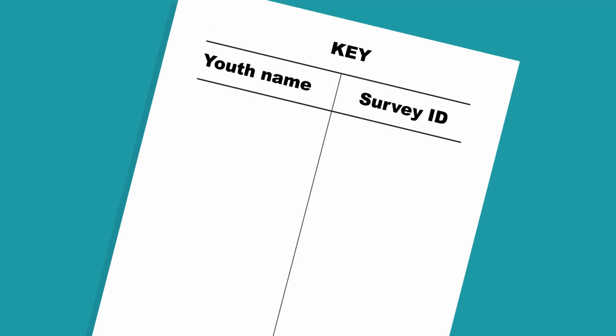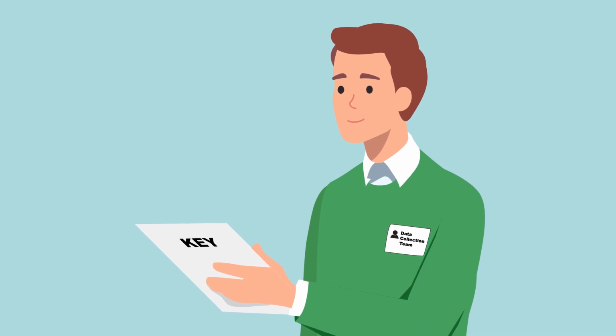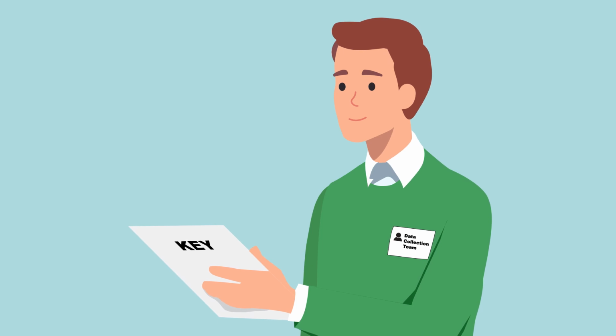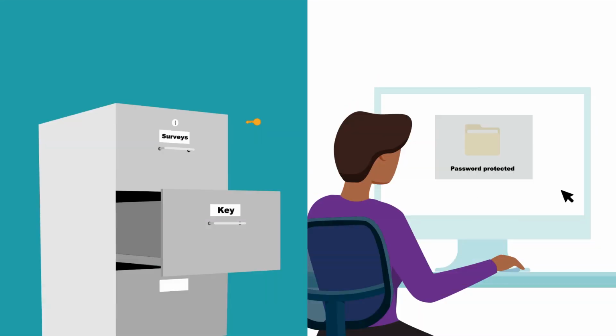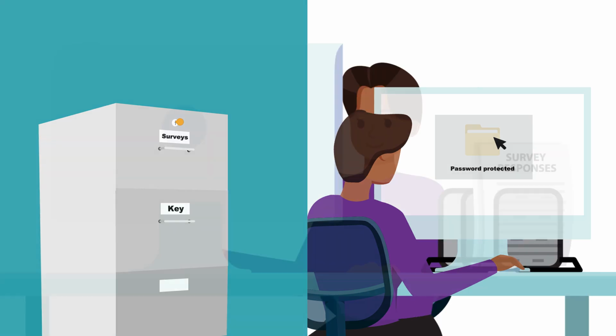The key, also known as a crosswalk, is a document that tells you which unique IDs were assigned to which youth. Because the key will associate names with unique IDs, only individuals with the appropriate clearances and training to handle the data should have access to them. Store the key securely in a locked filing cabinet or password-protected computer file, for example. Store it separately from surveys and survey data.